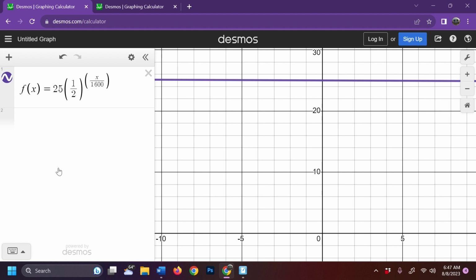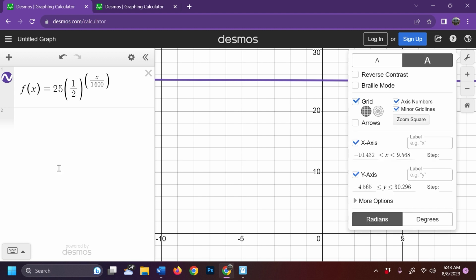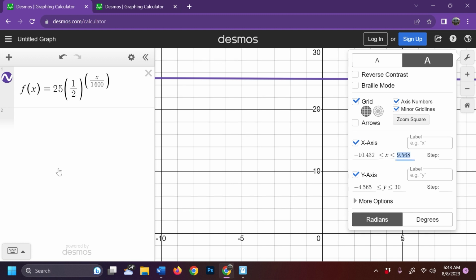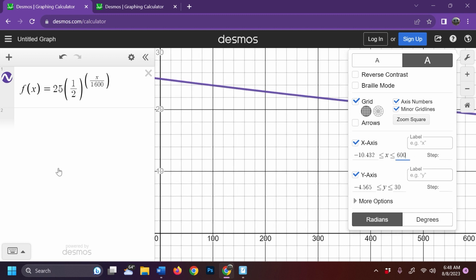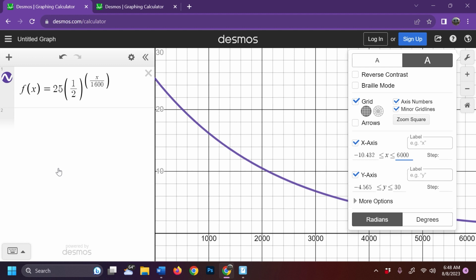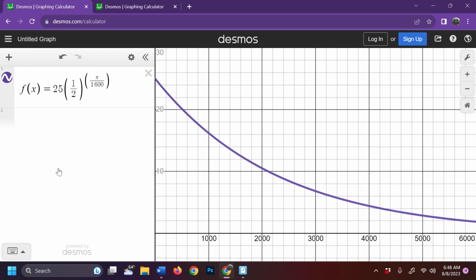And you'll notice it looks as if it's almost a straight line. And that's okay, because half-life takes a long time. In this instance, it takes 1,600 years for us to get half of 25. So this thing is going down so slowly that it takes 1,600 just to get down to 12 and a half. They do ask us to graph this over 5,000. So we're going to make the x value 6,000 just so we can see the whole curve. And now that we do have a much larger scale on the x-axis, we can see that it does go down.